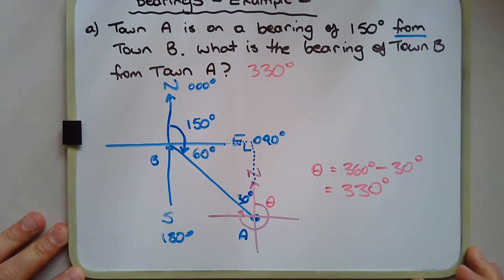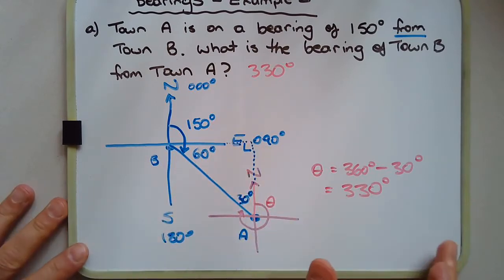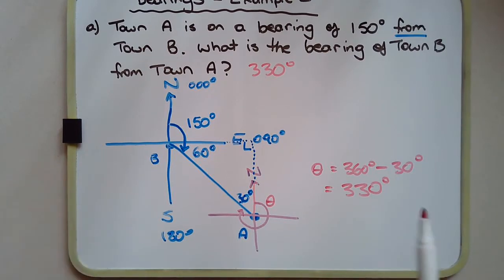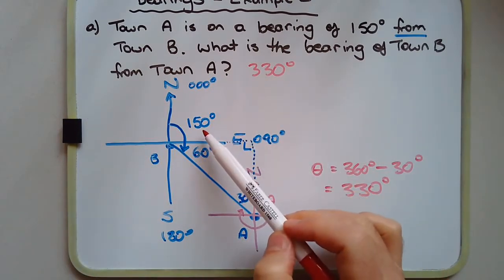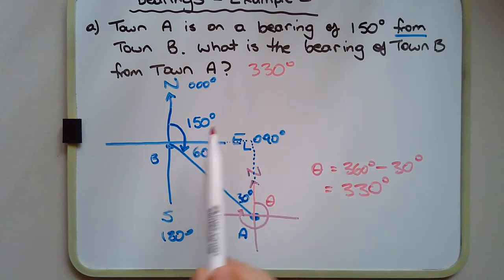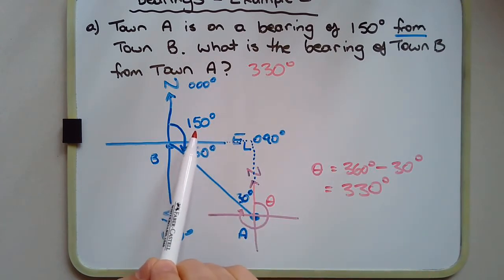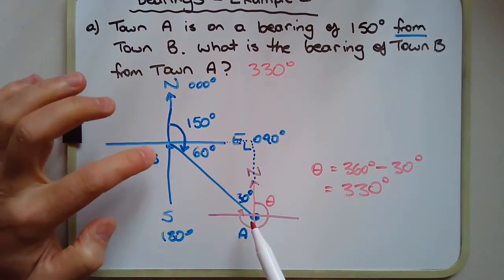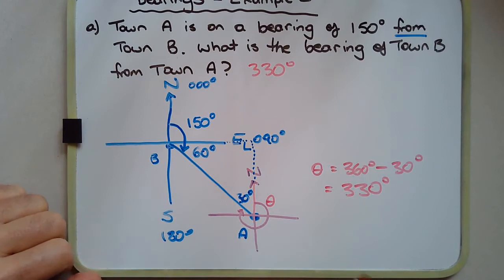Now, it's interesting to note that anytime you have a question like this, where you have two towns or two locations, and you have the bearing of one from the other, and then you have to reverse that, what you'll notice is that there's 180 degrees between the two bearings. So 150, if you add 180 degrees to it, you get 330. There's always this 180 degree difference between the bearings of the two towns or the two locations. Something well worth paying attention to.